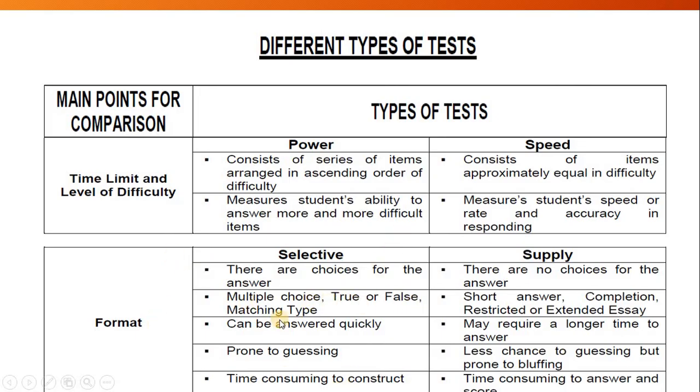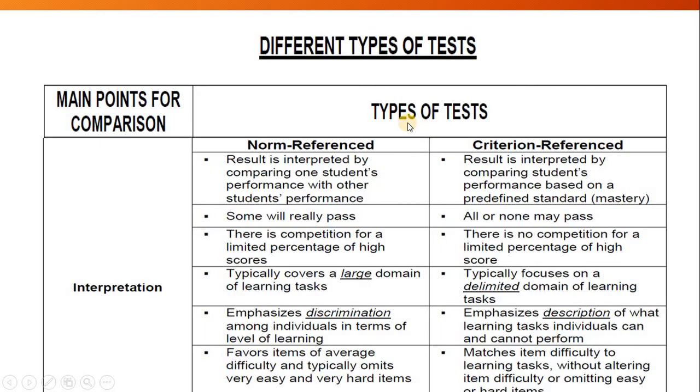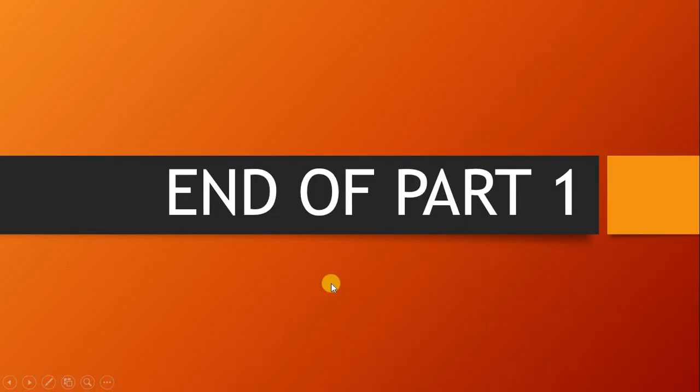Format, we have selective. Ito yung multiple choice, true or false, and matching type. Meron kang pagpipilian. Pag supply naman, wala kang pagpipilian. So, we have short answer, completion, restricted essay. Yan. We also have interpretation, the norm reference, and the criterion reference. Ito yung sinasabi ko kanina. Result is interpreted by comparing one student's performance with another student's performance. And for criterion reference, result is interpreted by comparing students' performance to a predefined standard. Yun yung learning competencies natin.